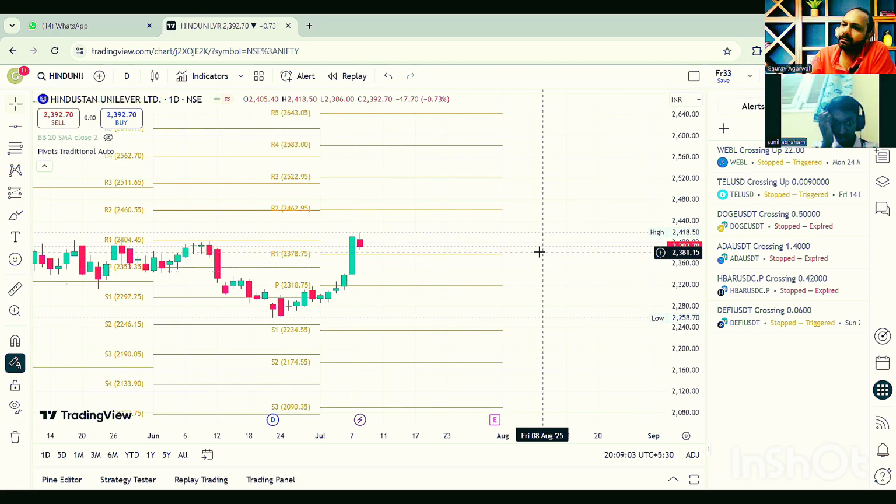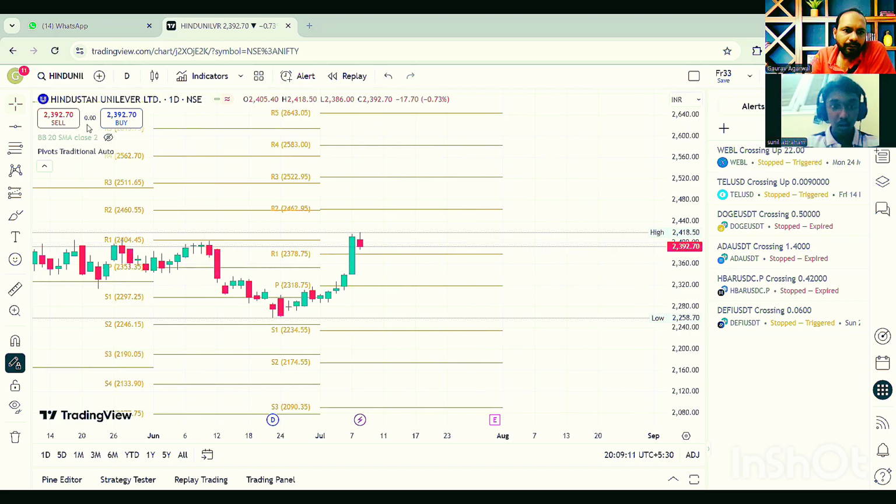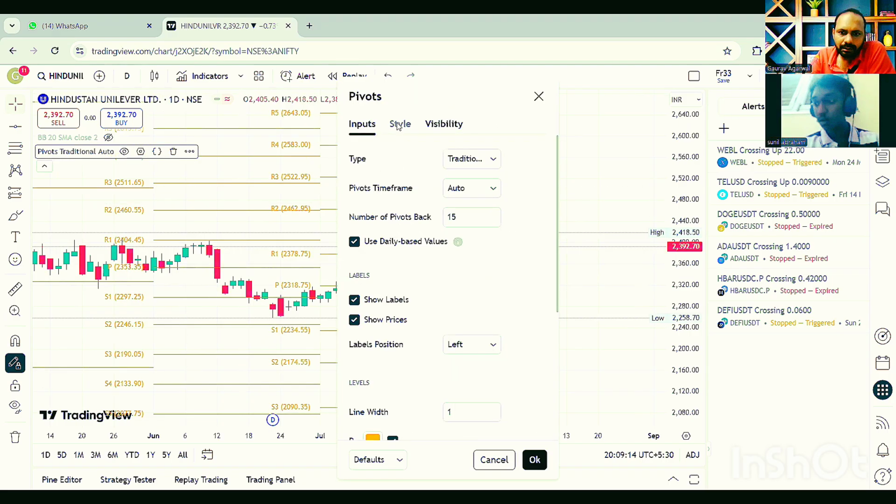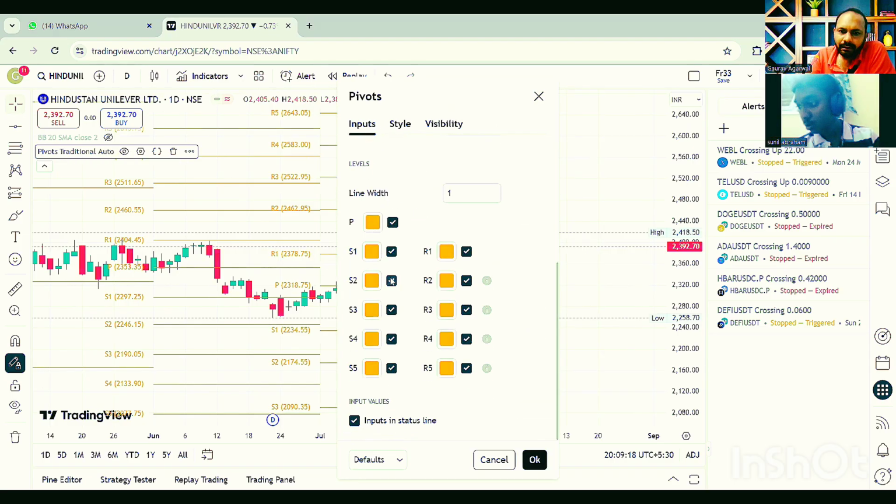Pivot point is a kind of support and resistance indicator. So you can see some lines here, right? I have to do some changes to it so that I can easily recognize which one is my support and which one is my resistance.